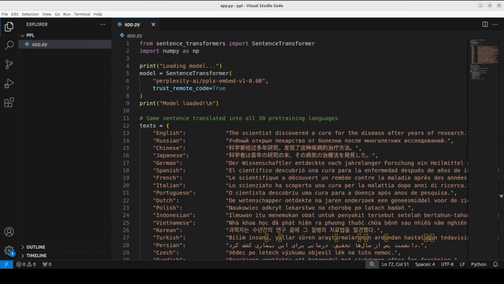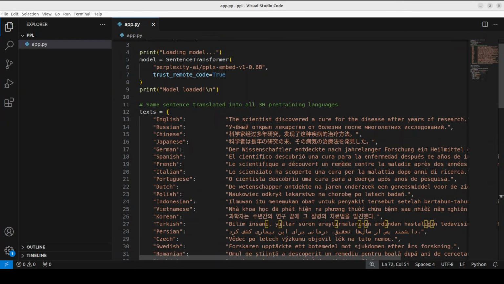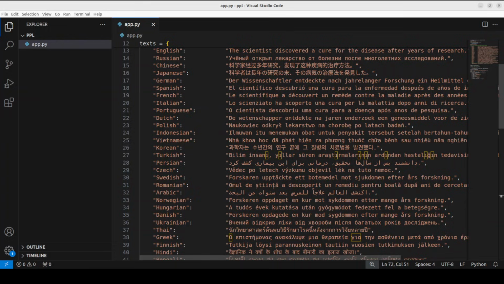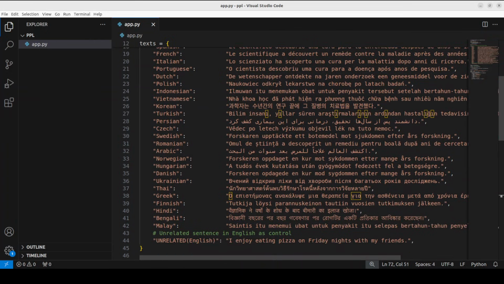Next one is a multilinguality test because the model supports around 30 languages. So what we are testing here, as you can see, is that we have one sentence which is translated into all 30 languages. The sentence is, the scientist discovered a cure for the disease after years of research, and that is in every language, as you can see here. Now I would also need your help. If your language is there, you have to confirm the results with me. And I have just put in this unrelated sentence just to check it out.